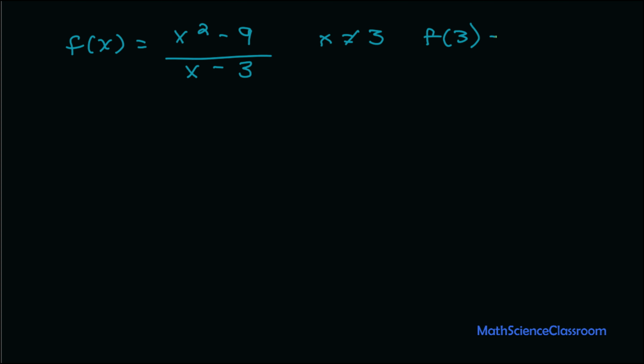Let's work another problem. f of x equals x squared minus 9 over x minus 3. We recognize that this is a discontinuous function, so x does not equal 3, because f of 3 is undefined. Okay, let's create a table to understand what's happening with this function. That would be the easiest.